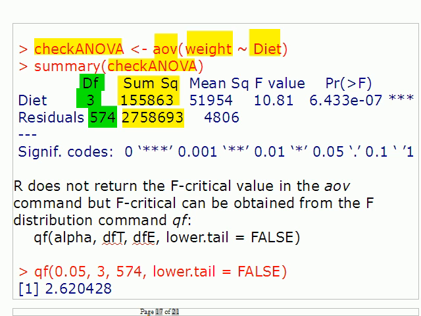Then they take the 155,863 and divide by 3, and here it is divided by 3. Now it truly is the numerator for the F value, and the next one they divide by the 574 and truly get the denominator. Okay, they divide the numerator by denominator and you get the F value. This is the F test value. So you see the calculation is sort of laid out here without you having to do anything other than feed it the data.